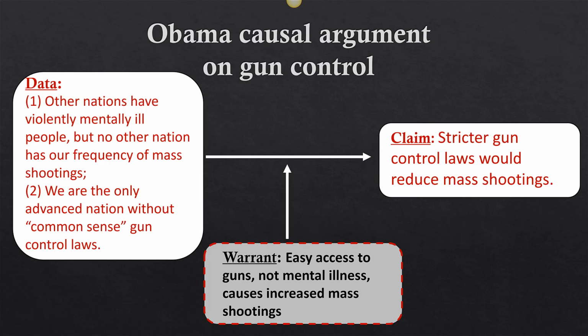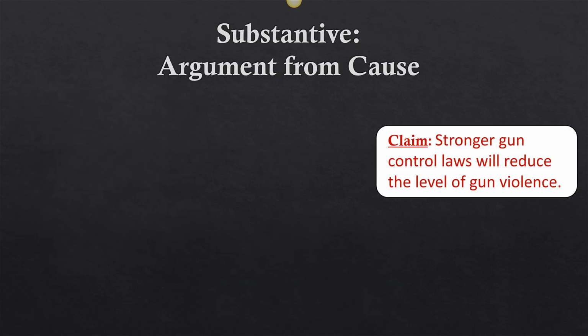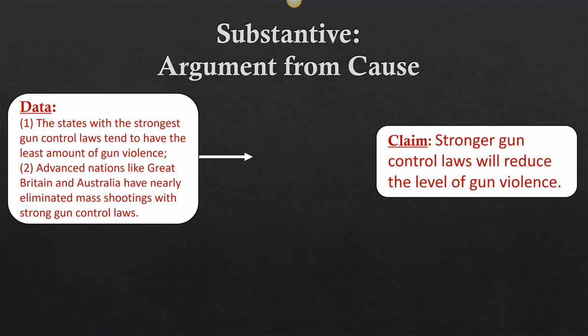He reinforces this causal relationship with a second instance of this kind of argument. Again, he makes a claim: stronger gun control laws will reduce the level of gun violence. In this part of the speech, he provides some additional evidence. First of all, he points out that the states with the strongest gun control laws tend to have the least amount of gun violence. And secondly, he points out that advanced nations like Great Britain and Australia have nearly eliminated mass shootings with strong gun control laws.